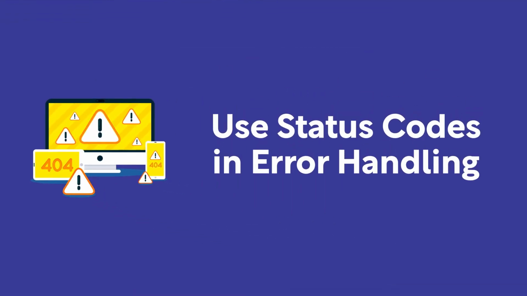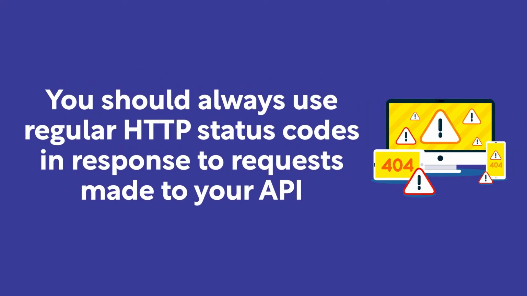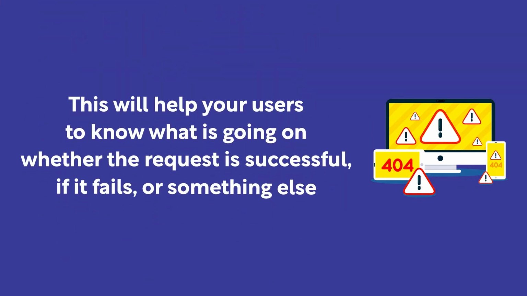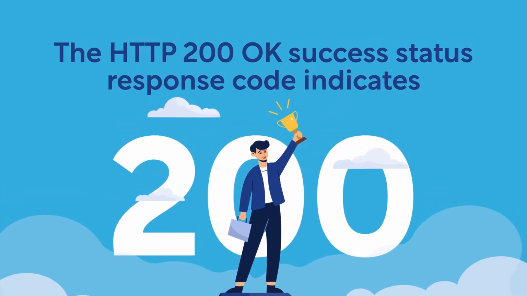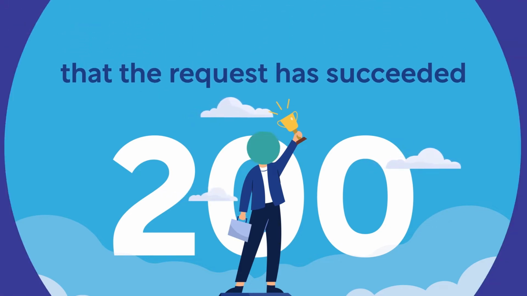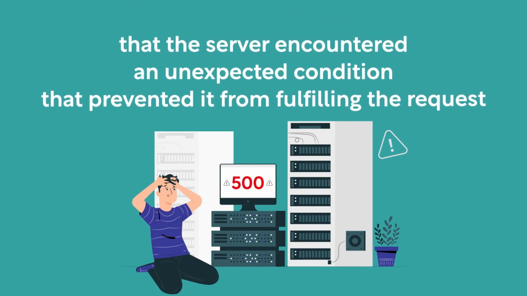4. Use status codes in error handling. You should always use regular HTTP status codes in response to requests made to your API. This will help your users to know what is going on, whether the request is successful, if it fails, or something else. The HTTP 200 OK success status response code indicates that the request has succeeded. The HTTP 500 internal server error response code indicates that the server encountered an unexpected condition that prevented it from fulfilling the request.